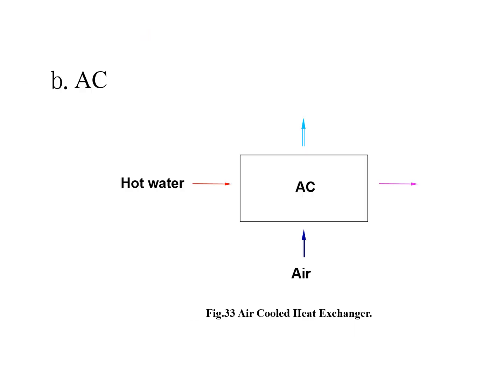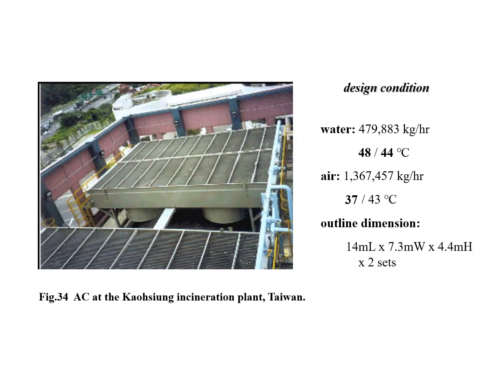B. AC. An air cooler is used to cool hot water by air. This is an air cooler installed in Kaohsiung, Taiwan, which uses 37-degree air to cool down hot water from 48 degrees to 44 degrees.